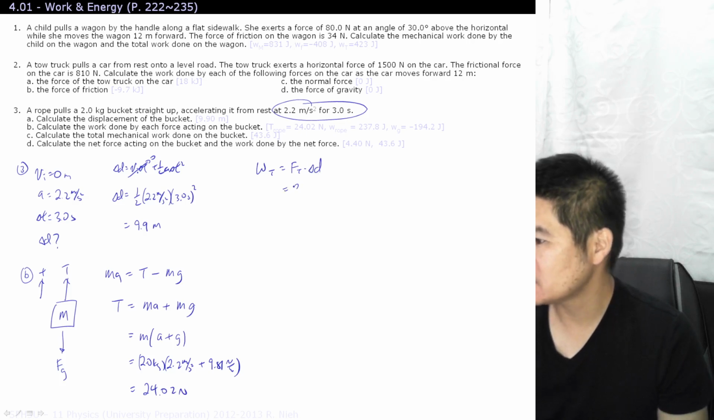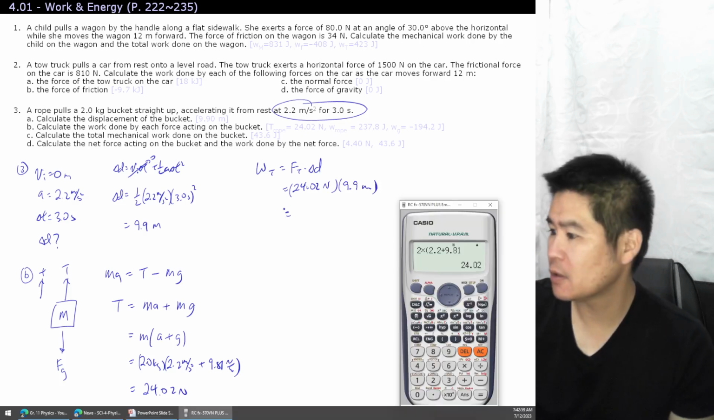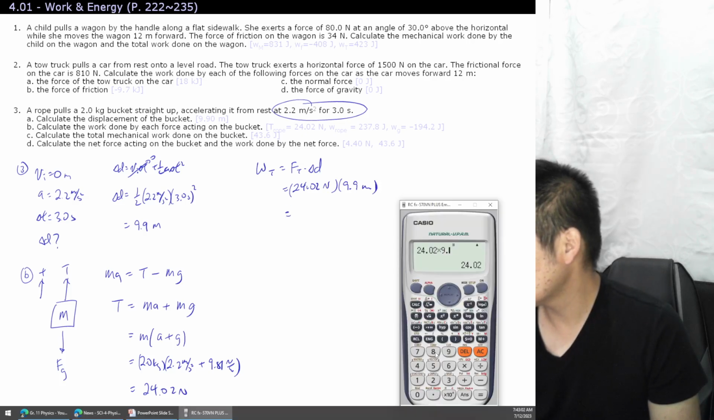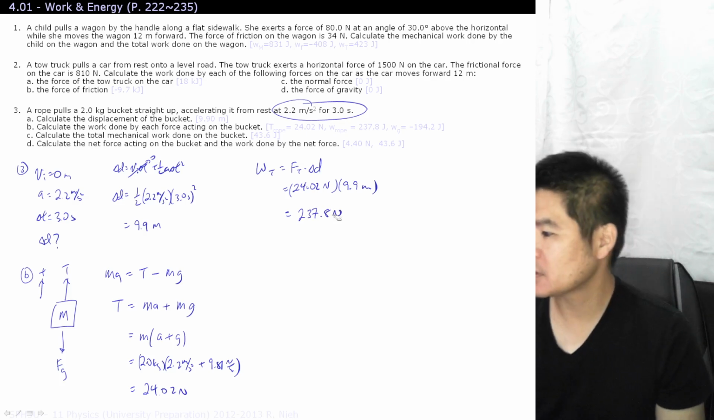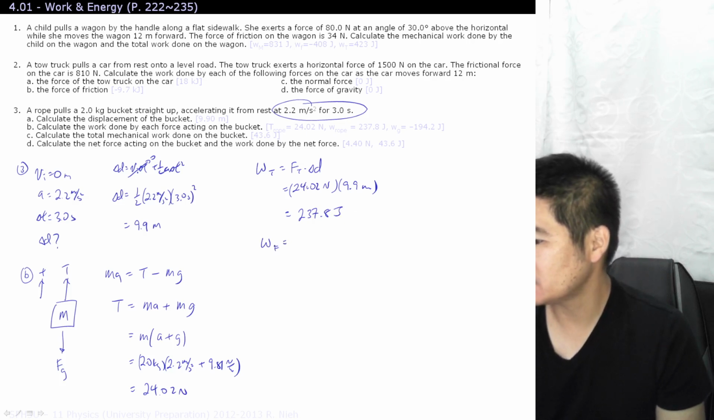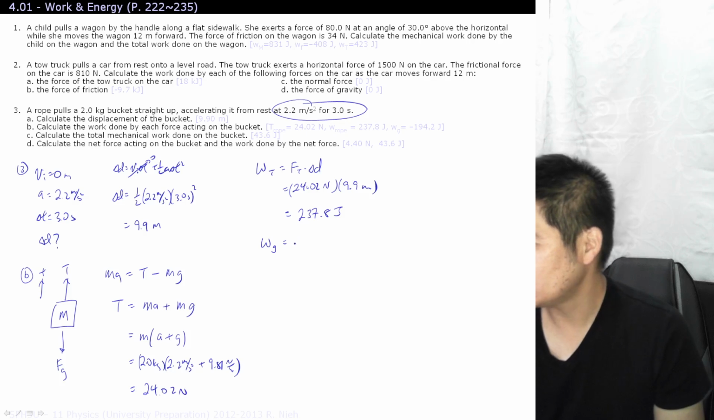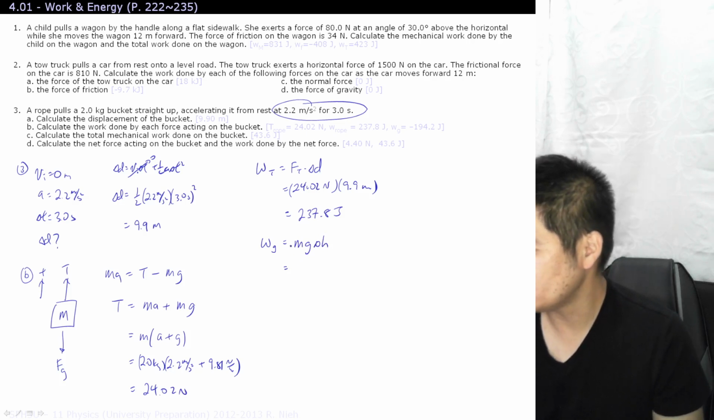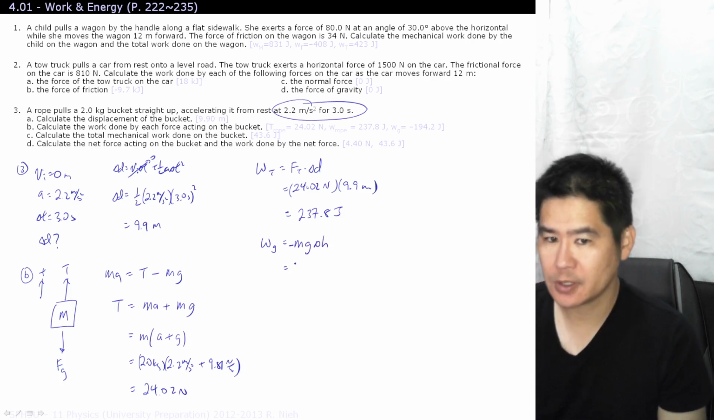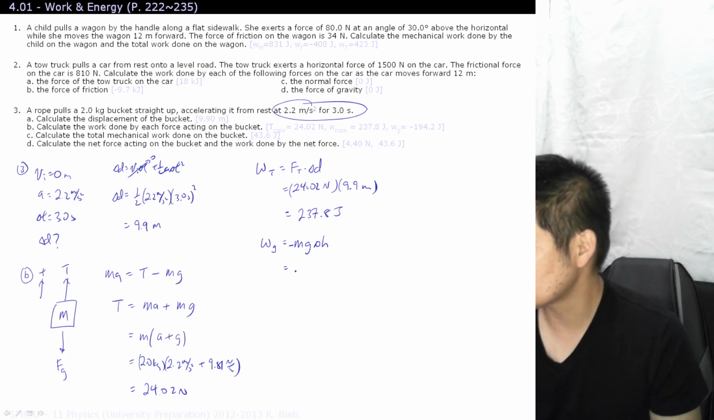So the work due to the tension is equal to force of the tension times the distance that's moved vertically. So 24.02 newtons times the vertical ascension of 9.9 meters gives us 237.8 joules. What about the work due to gravity? Well, that's just mg delta h, but because gravity is going in the opposite direction, it will be a negative value. You're trying to lift it upwards, but gravity is pointing in the opposite direction.